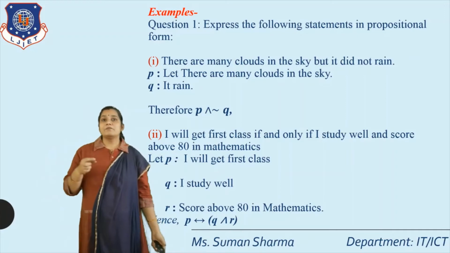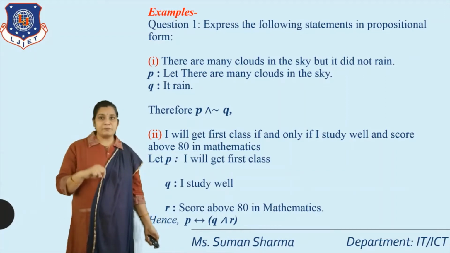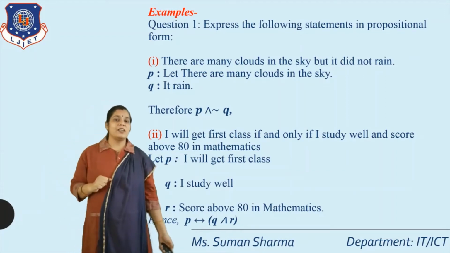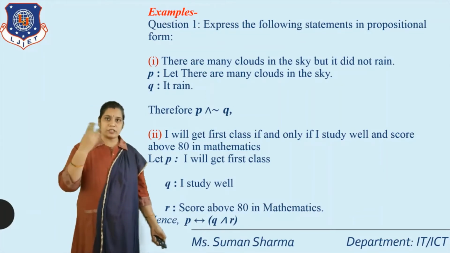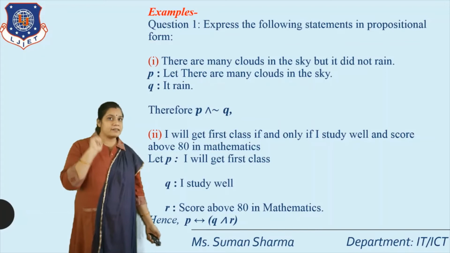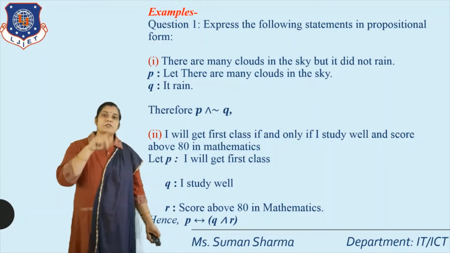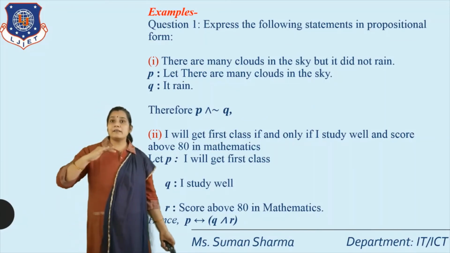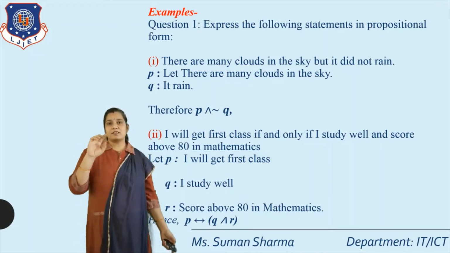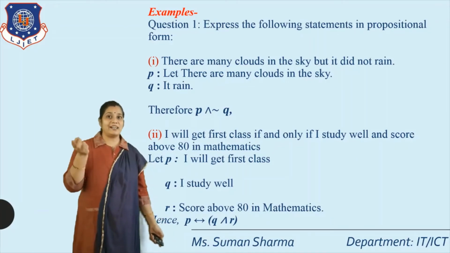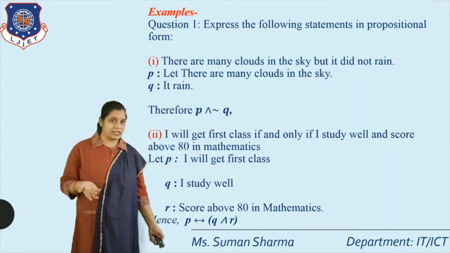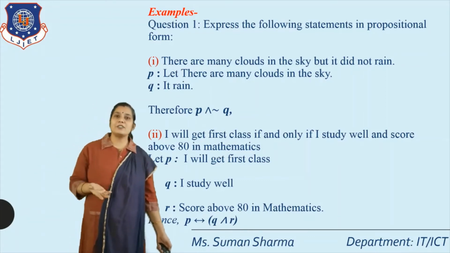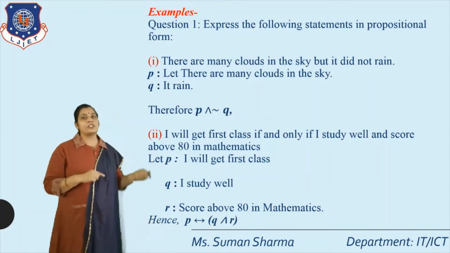So here we use the word but. But that means what? The conjunction. So here P, that means there are many clouds in the sky according to your question. But here we write the word but, so we use the conjunction sign. And Q is what? It rained. But according to your question, we are given it did not rain. Okay, so you write here the negation of Q. So P conjunction negation Q.